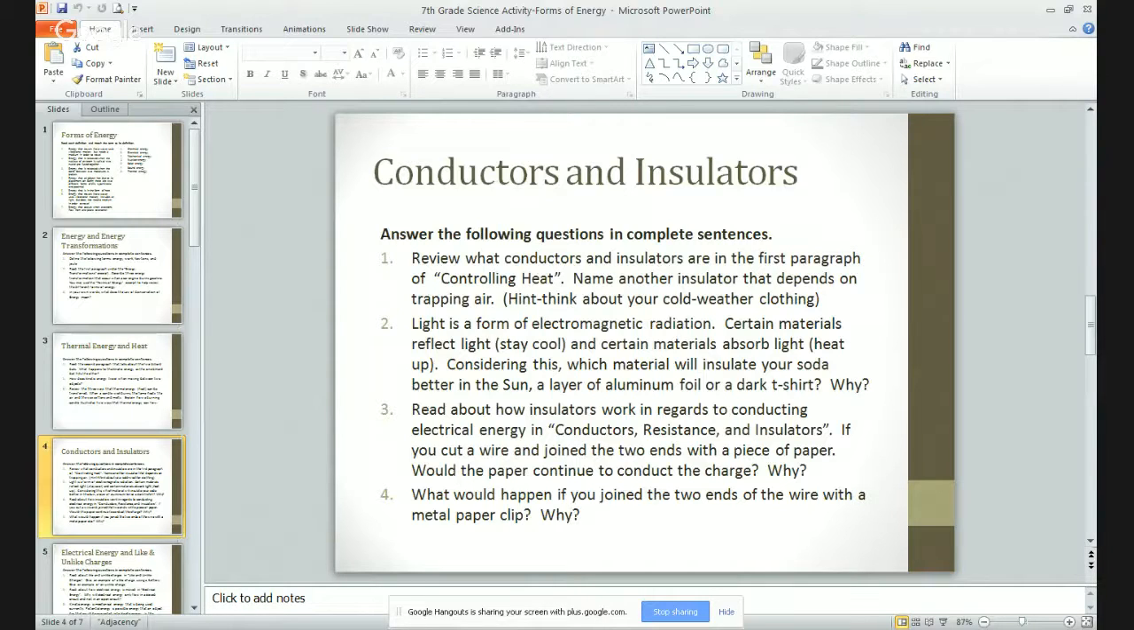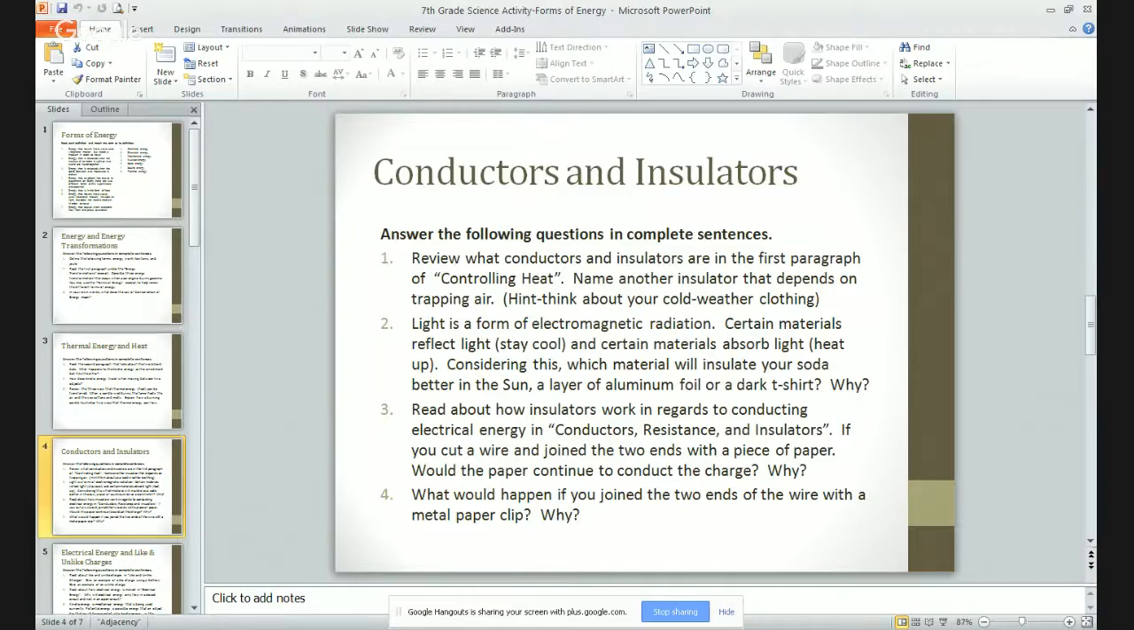Number 2, light is a form of electromagnetic radiation. It's got electric energy, some magnetic energy as well. Certain materials reflect light, which means that you're going to stay cool because you're not going to absorb the light. You're going to reflect it and send it away. And certain materials are going to absorb light. Because they're absorbing the light, they're holding on to it, and then they're going to heat up, because light and thermal energy come hand in hand. If you have light energy, you're going to have heat. Just think about your light bulbs. They get hot. It's because light and heat kind of go together.